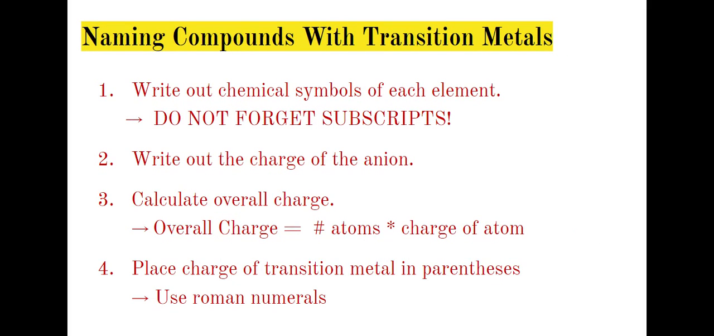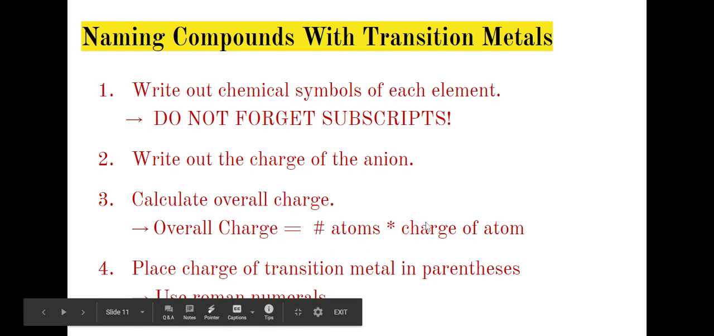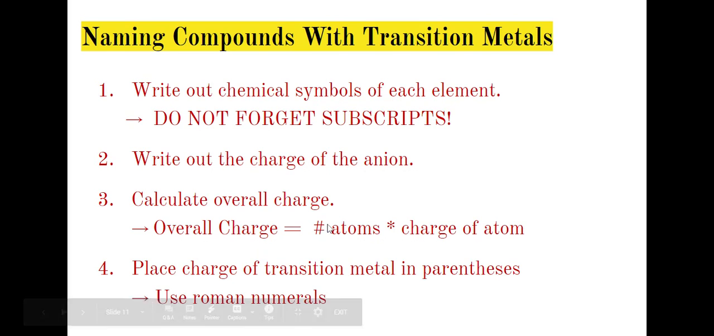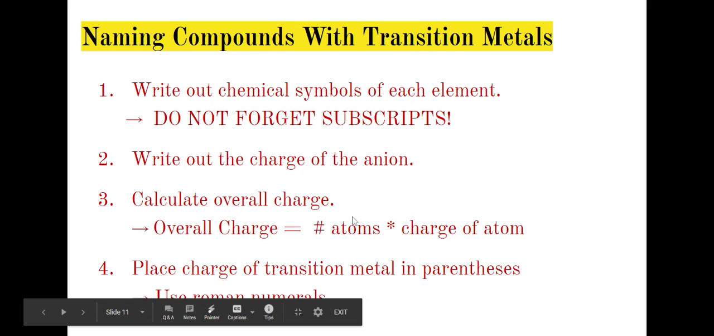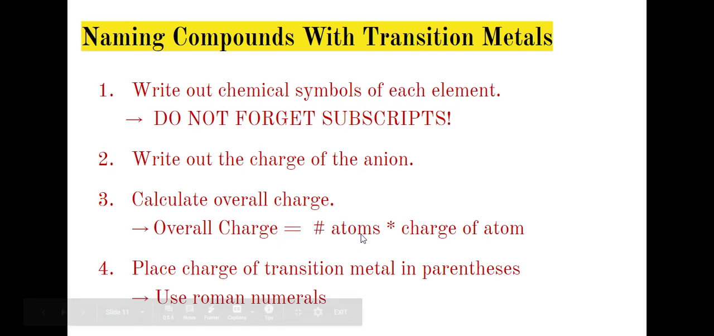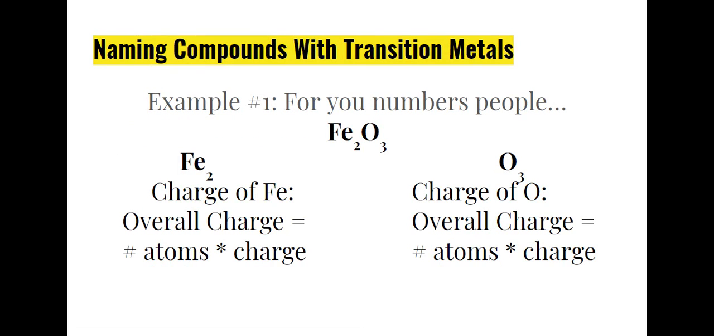So to name a compound with a transition metal, you just write out the chemical symbols of each element. Don't forget the subscripts. Write out the charge of the anion. And then you're going to calculate the overall charge, which is just the number of atoms multiplied by the charge of the atom. So if I have, for example, 2 atoms of aluminum, then I have an overall charge of 6 because aluminum has a charge of 3, and there are 2 aluminum atoms. And then you would place the charge of the transition metal in parentheses using Roman numerals.